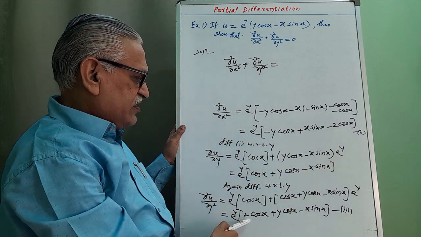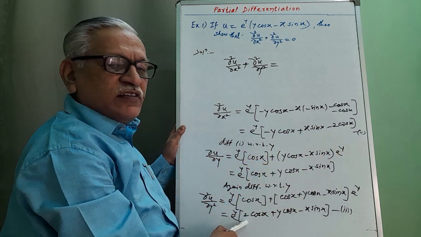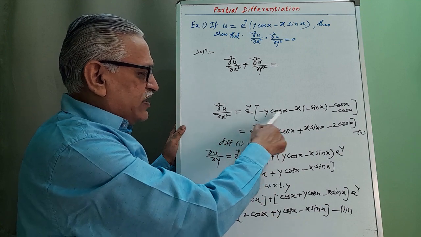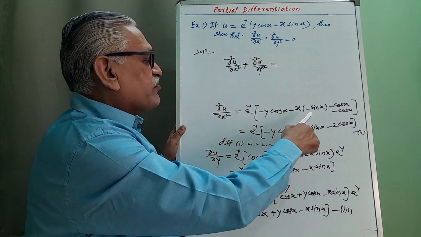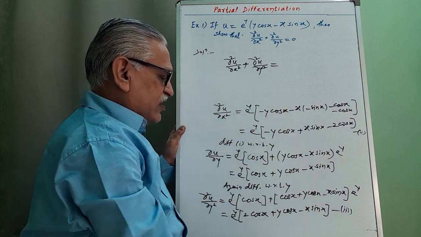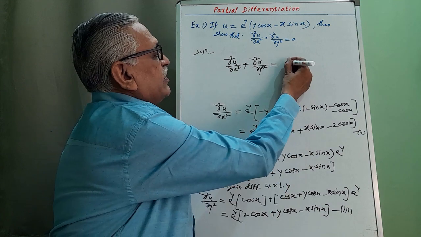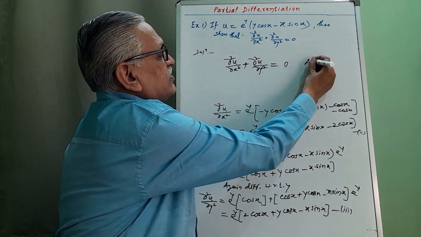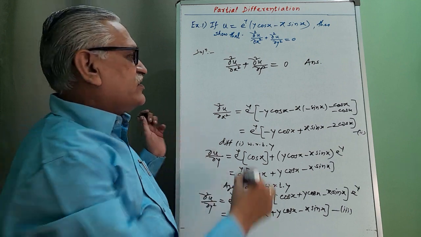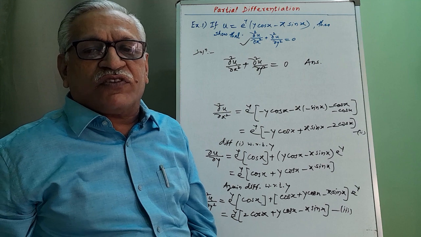We add with this. Therefore, if you see the terms, minus 2 cos x and plus 2 cos x get cancelled. y cos x cancels with minus y cos x and x sin x cancels with minus x sin x. Therefore, when we take the addition of equation 2 and equation 3, its sum is 0. And therefore, we get the required result: dou u by dou x square plus dou u by dou y square equals 0.